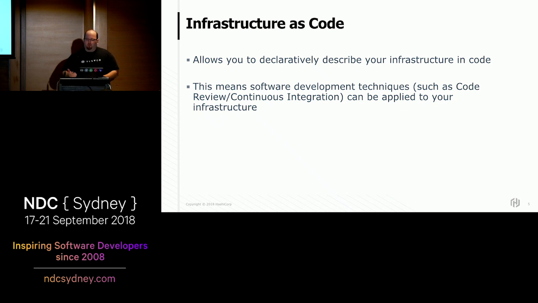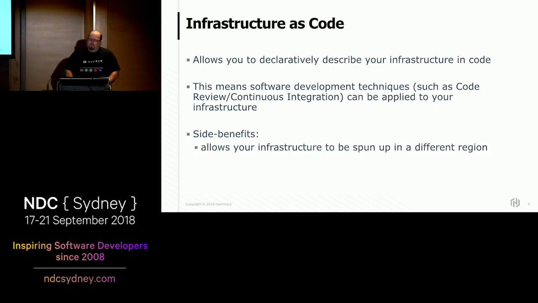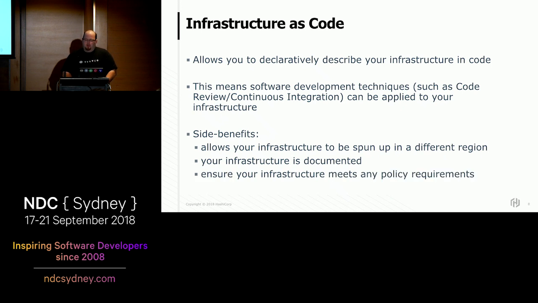This also means that you can spin it up in other regions as needed, and your infrastructure is documented, and also you can ensure it meets any policy requirements. So for instance, if you only need to be in specific regions or specific instance sizes or whatever it is. There are also cloud-specific versions of infrastructure as code, each cloud offers its own kind of provisioning system. So for instance, in Azure, that is an ARM template. AWS has CloudFormation, Google has Deployment Manager. There's a whole bunch out there.